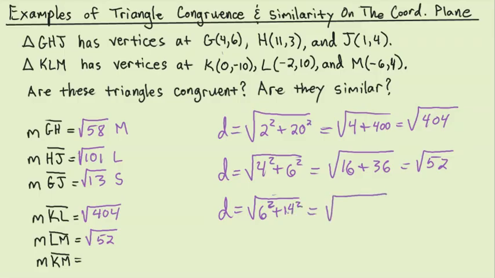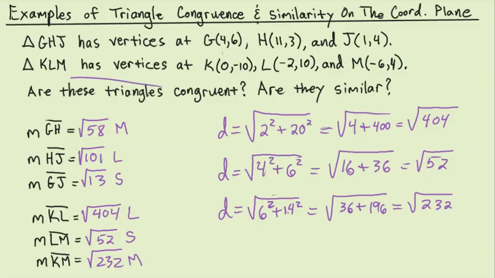So now we're going to have the square root of 6 squared, that's 36, plus 14 squared. If you don't know that one by heart, you might want to get used to it. That's 196. And so 36 plus 196 is going to be 232. So we're going to have the square root of 232. The largest of these numbers is the square root of 404, so that's our longest. The smallest one is the square root of 52, so that's going to be our shortest side. And then in between them is the square root of 232, that's our middle side, okay?